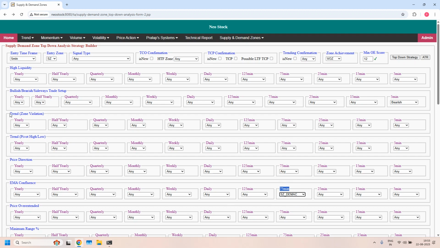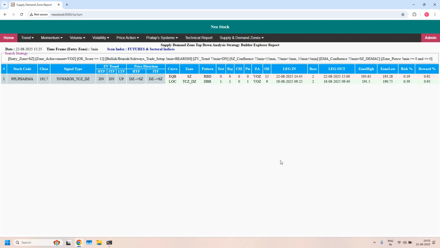At the same time, the trend on the 75 minutes should not be sideways. It should be a downtrend because it is a bearish trade setup. Let's filter. So it is filtered. That means this 5 minute supply zone might have a higher probability of success, provided lesson 20 checklist items are satisfied. Otherwise, there are higher chances of zone violation. So this is about bearish trade setup for hourly income trade.